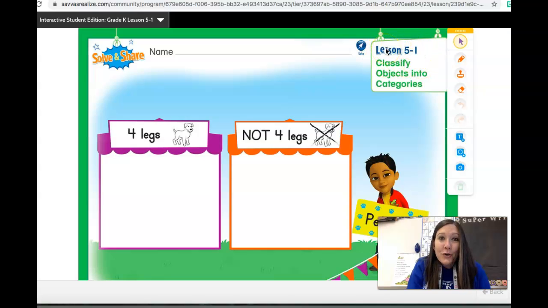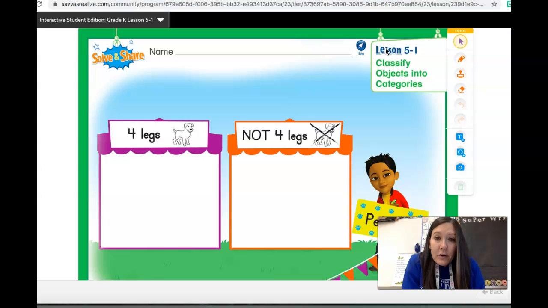Today we're starting a new topic. We are going to work on classifying objects into categories. Those are some really big words. Another way to explain classify is to sort. And I know we've worked on that a little bit. We're going to work on classifying or sorting things into categories or groups. That's another way to say categories, groups. So we'll work on that language a whole bunch over the next few lessons.